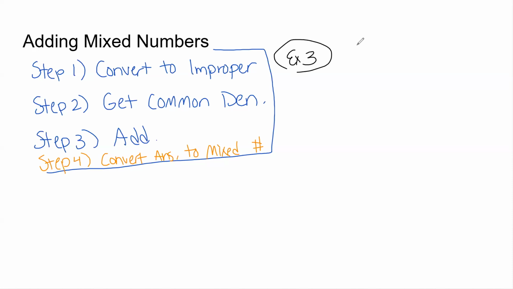All right, let's do 5 and 2/5 plus 7/12. And now you'll notice that that second one is just a regular fraction. It's not a mixed number. And that's fine. We can do a mixed number with a regular fraction. Step 1, convert the mixed numbers into improper.